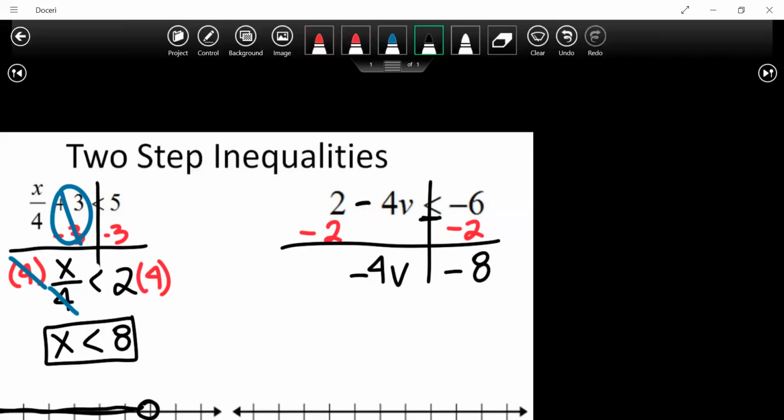Do I need to change the sign? No, we're not multiplying or dividing yet. We're just adding or subtracting. Okay. What's my next step? Divide by a negative 4. So dividing by a negative 4. Do I change my sign? Did I divide by a negative? Yes, I do. Boom.